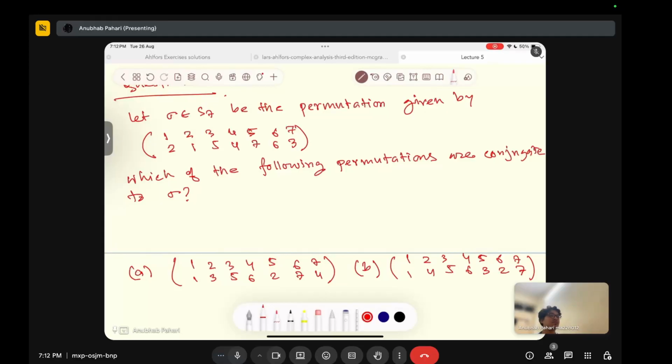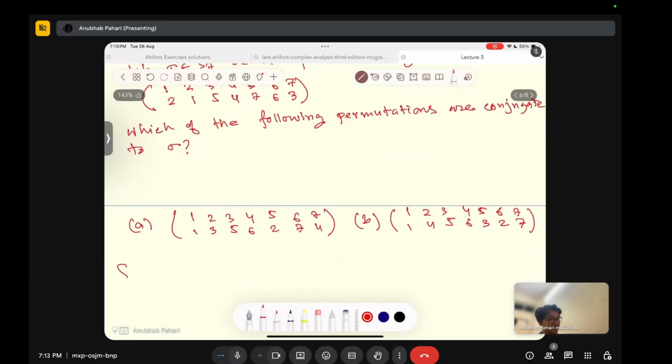So there are only two options, A and B. So B, because for conjugation we will see their cycle lengths. In the question we have two-length and three-length cycles, and in option B we also have a three-length cycle and a two-length cycle. But in option A we have two three-length cycles. That's why they are not conjugate.